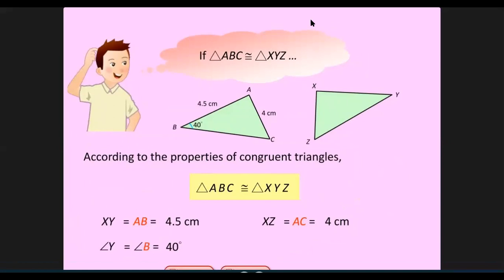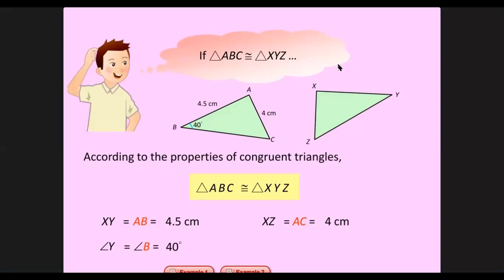Okay, Jana? Yes, Mr. I'm looking for the length of XZ. He said that the triangle ABC is congruent with the triangle XYZ. Okay, so it's equal. XZ is congruent with AB, so 4.5.